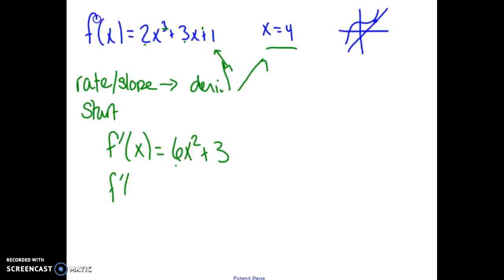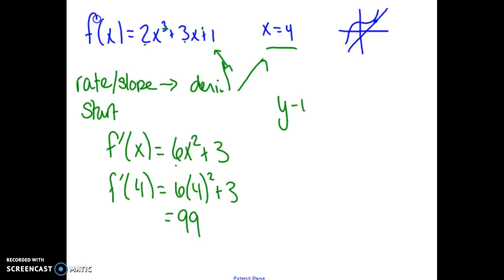Now to find the derivative at 4, I simply substitute in 4. 16 times 6 plus 3 happens to be 99. So now I have the rate of change. So I'm going to use Teague's favorite method of finding the equation of a line, which is point slope. So in order to do that, I need y minus a y value equals the slope, or the rate of change, times x minus the x value.